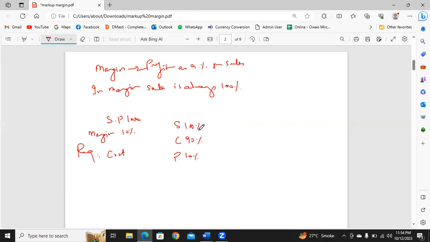And what do we have out of these three things? We have the selling price, that is 1,000. Now we have to find cost. So what we have to do? 1,000 into 90 divided by 100. So it should be 900. Yes, it is 900.